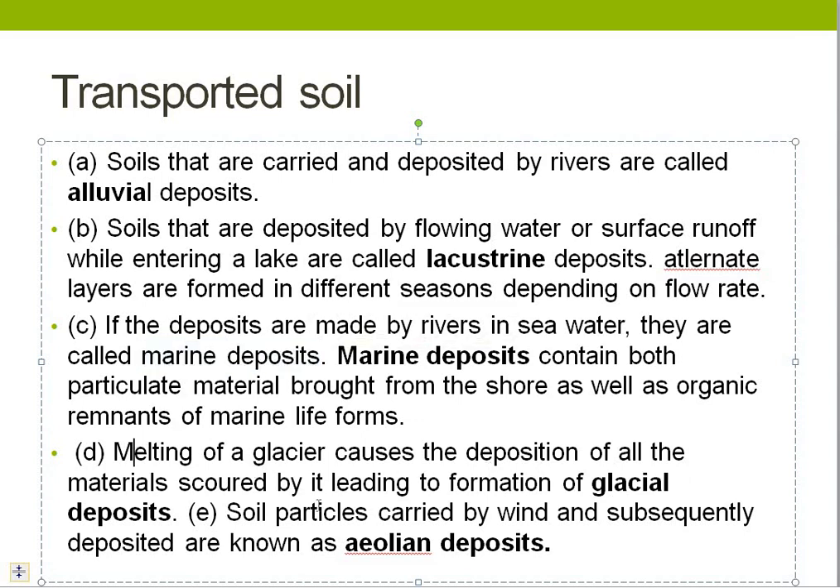The next one is glacial deposit: the melting of a glacier causes deposition of all the materials carried by it, leading to the formation of glacial deposits. Soil particles carried by wind and subsequently deposited are known as aeolian deposits. So these are the different types of transported soil. This was the introduction part of the first module.